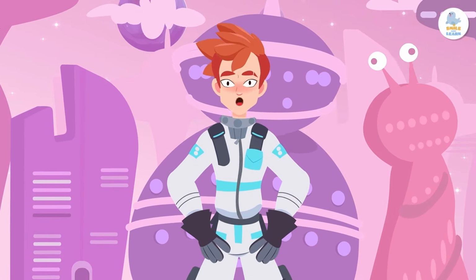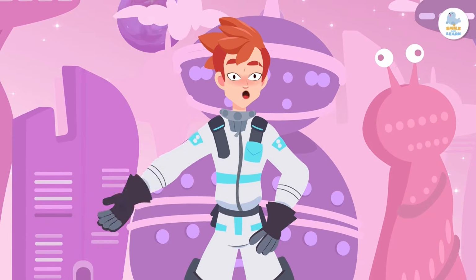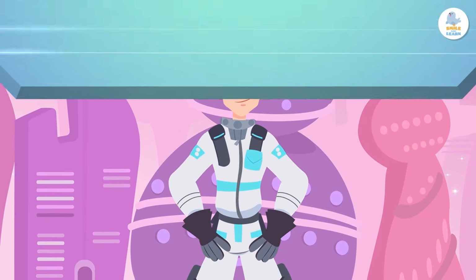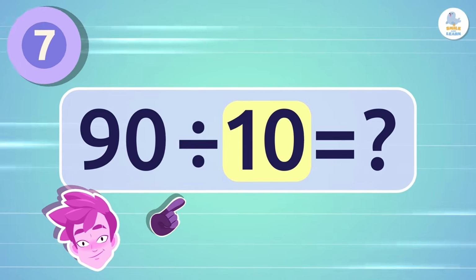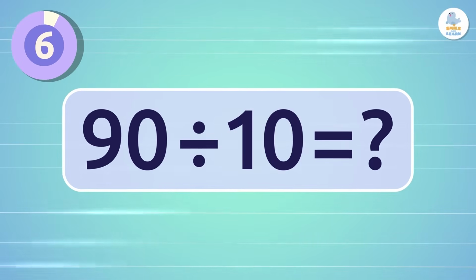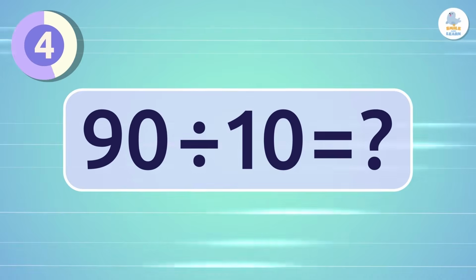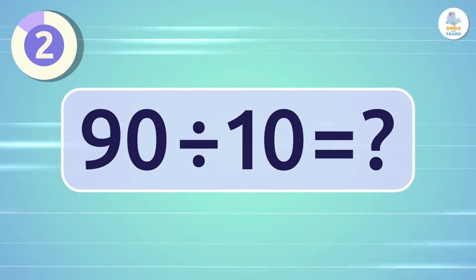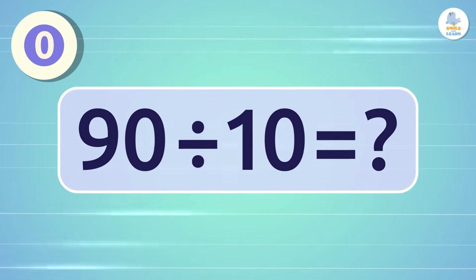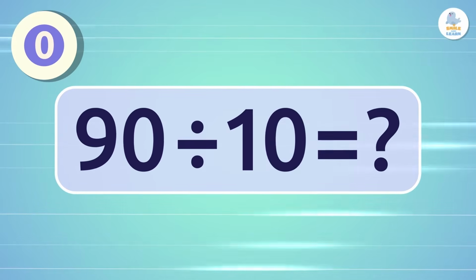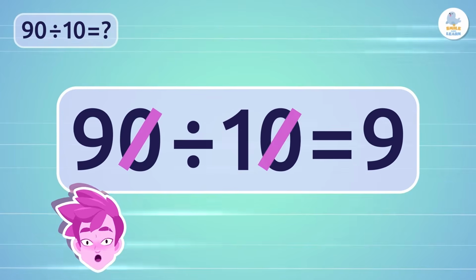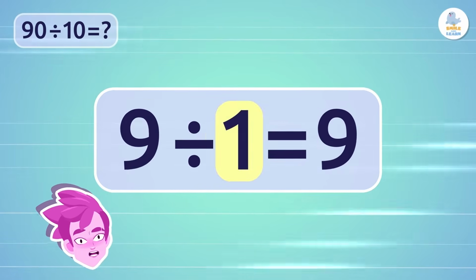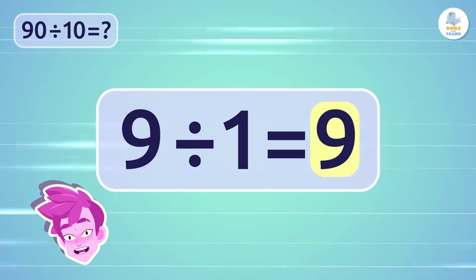Who wants to try it? Let's practice together. What is 90 divided by 10? Very good. It's 9. First, we remove the zeros, and then we divide 9 by 1, which gives us 9.